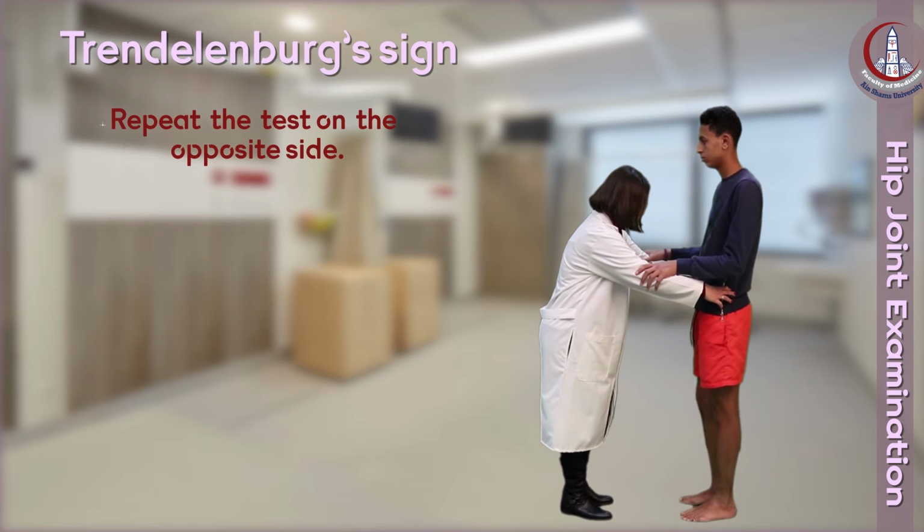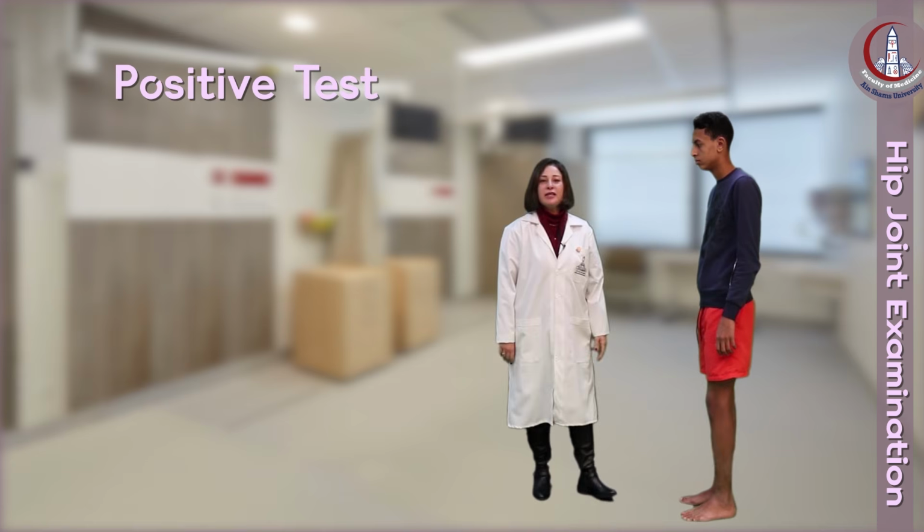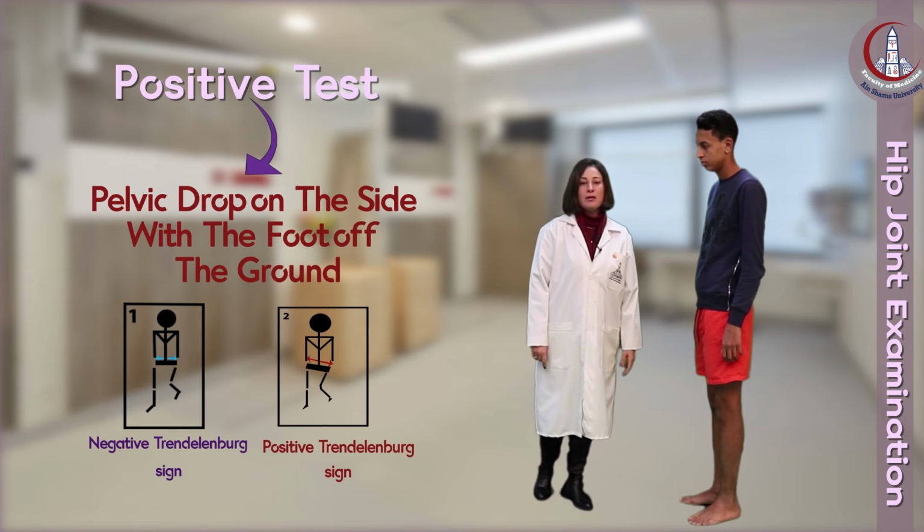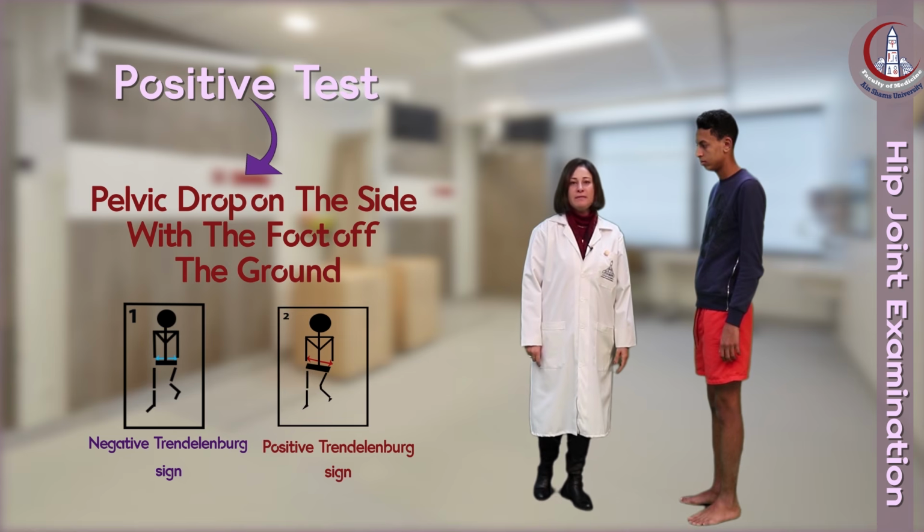A positive test is that the iliac crest drops down, not raised up, indicating that there is hip abductors weakness.